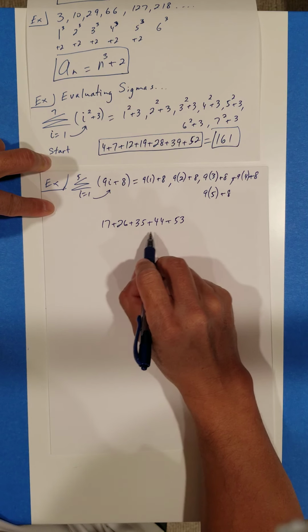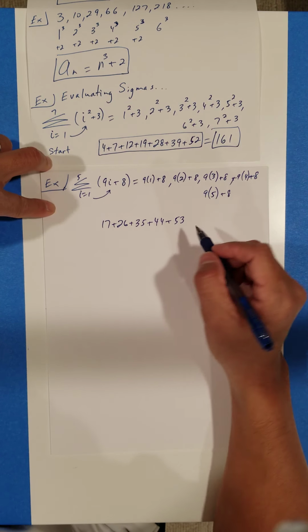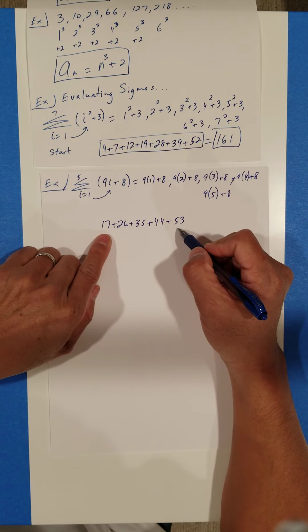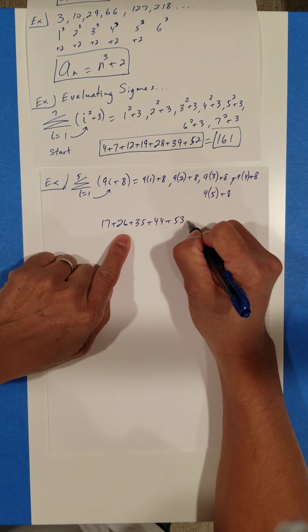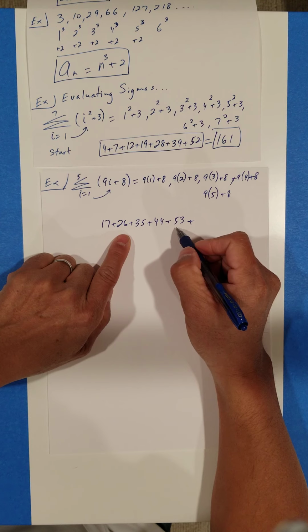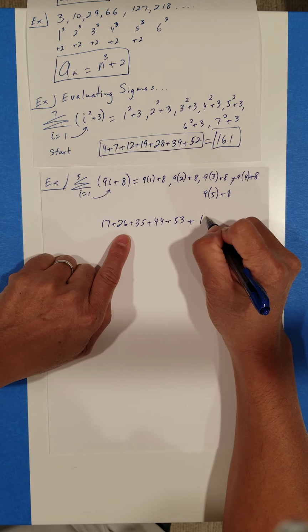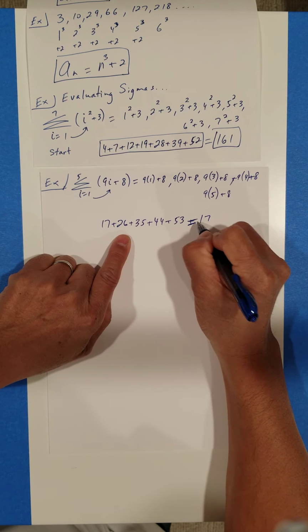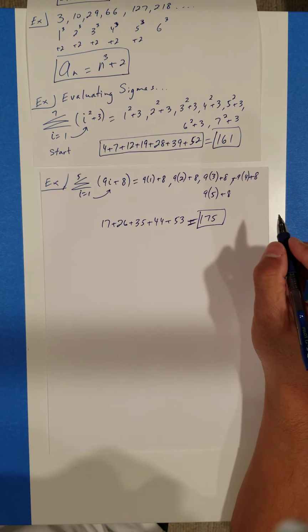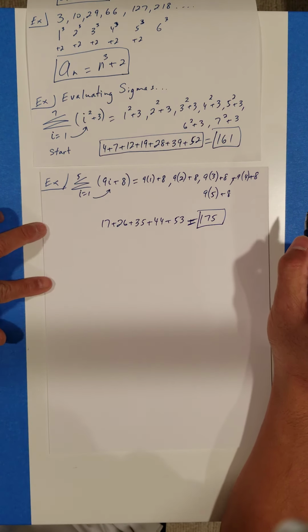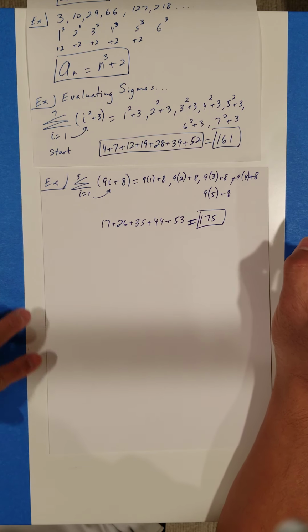Okay. So now I just have to manually add these. This is 70. This is also 70. And so 140, 175. Okay, so that's it. That's how you do that.